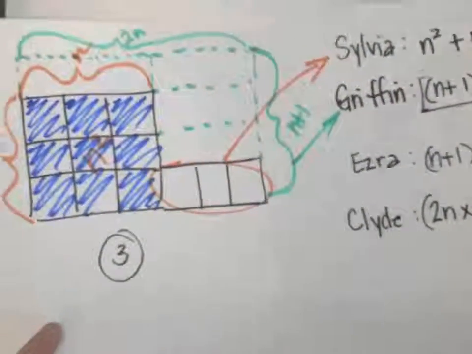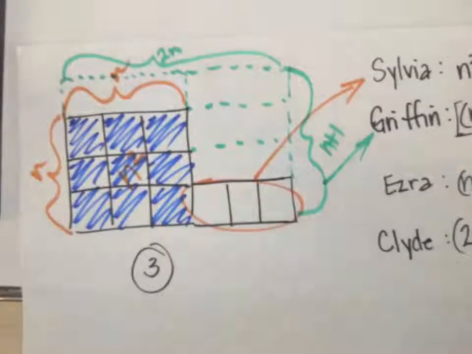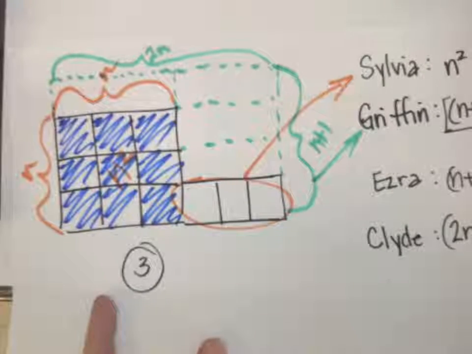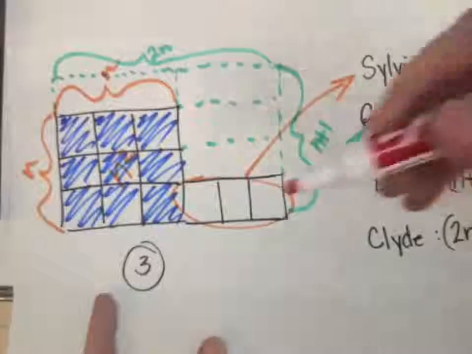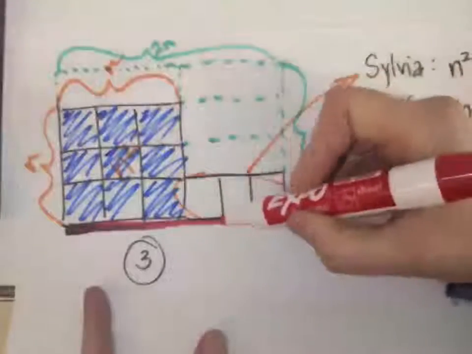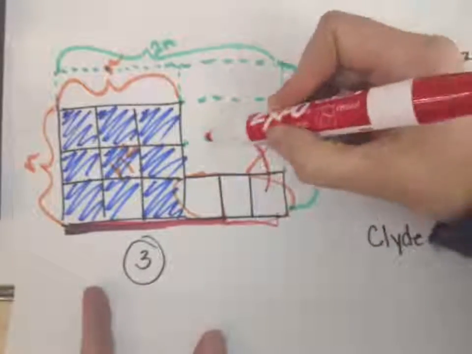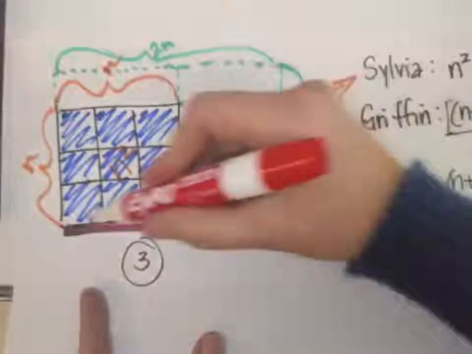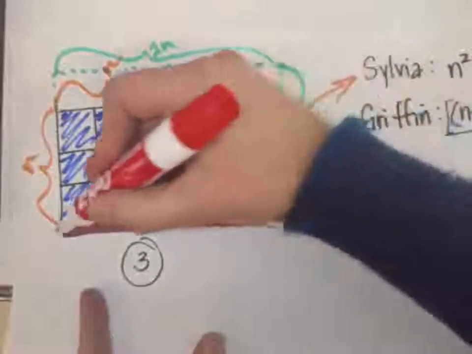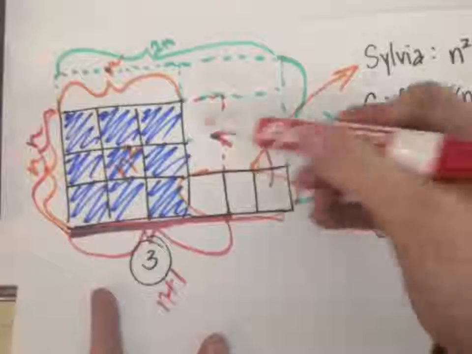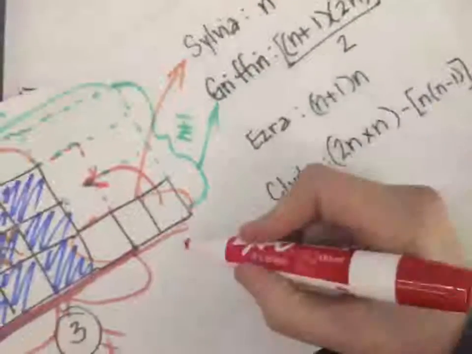Ezra did n plus 1 times n. He took this little chunk, the red right here, and moved it up here, so it turned and filled in this spot. Then he created a rectangle that had the dimensions n plus 1 right here times n right here. And so he said you could find the whole thing just by moving that and doing n plus 1 times n.